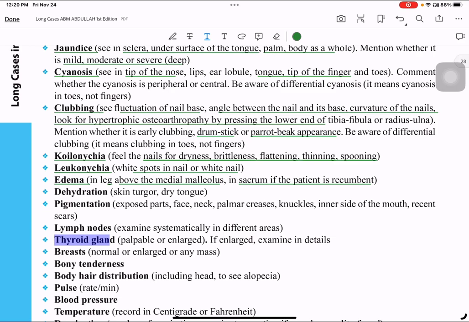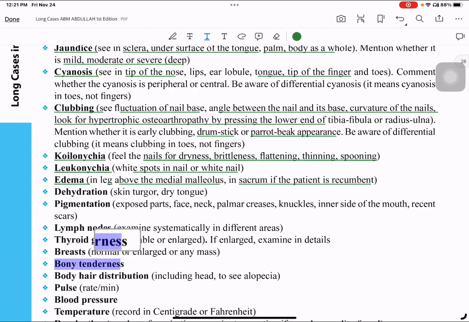But in the general examination, we must look at the thyroid gland to see whether it is enlarged or not, palpable or not palpable. Then, if the patient is female, with permission and maintaining privacy, we have to check the breast for any mass lesion.